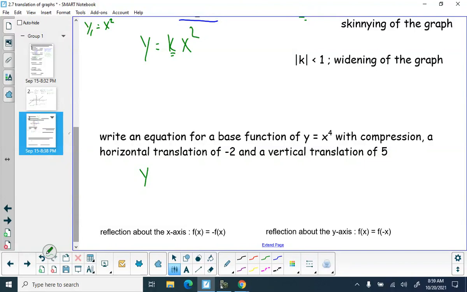And check your equation with somebody around you. With that compression factor, if you're skinnying it out or compressing it, your k value just has to be greater than 1. You can use any value that you want. I use 2 because it's easy, but if you use 3, 4, or 5, that would be fine also.